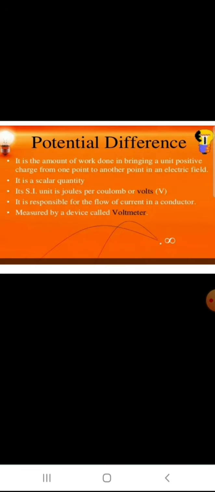Potential difference. What is potential difference? It is the amount of work done in bringing a unit positive charge from one point to another point in an electric field. It is a scalar quantity. The SI unit is joules per coulomb, or volts. It is responsible for the flow of current in a conductor and is measured by a device called a voltmeter.